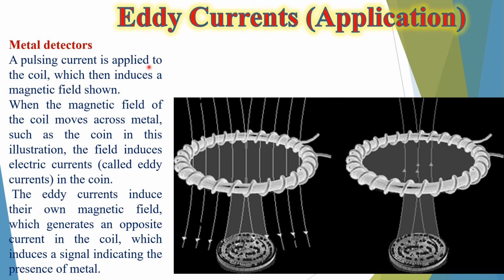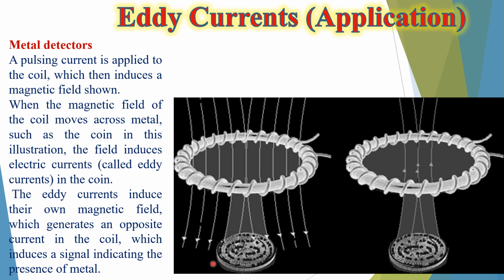A pulsing current is applied to the coil, which then induces a magnetic field as shown. When the magnetic field of the coil moves across metal such as the coin in this illustration, the field induces electric currents called eddy currents in the coin. The eddy currents induce their own magnetic field, which generates an opposite current in the coil, which induces a signal indicating the presence of metal.